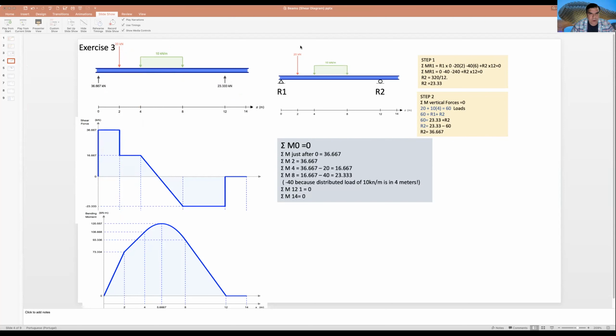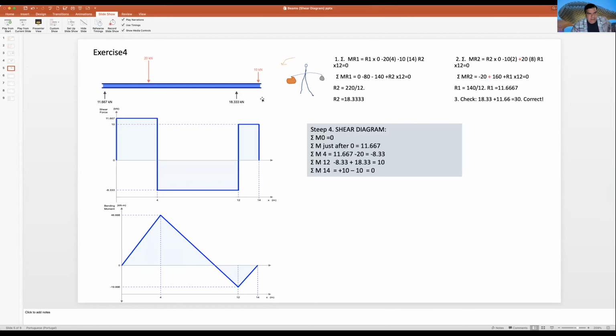Let's look at the next one. The next one is exercise 4. The particularity of this exercise is that, as you remember, we have forces on the two sides. And if we calculate the moment at this point, this force will have a different sign than the other force. If this is negative, this is positive. But after this is done, the exercise is very similar to the ones that we did before.